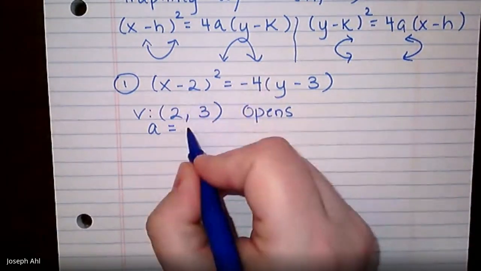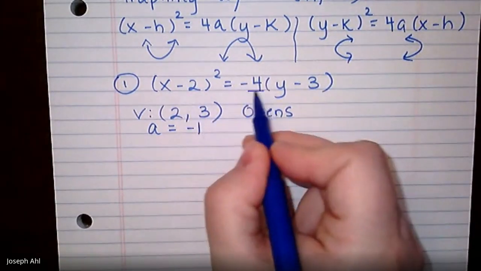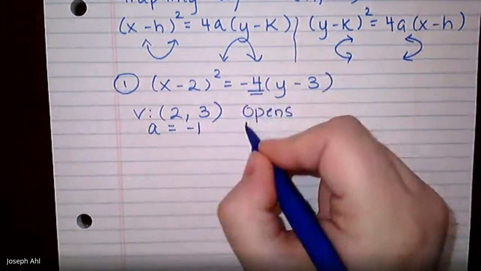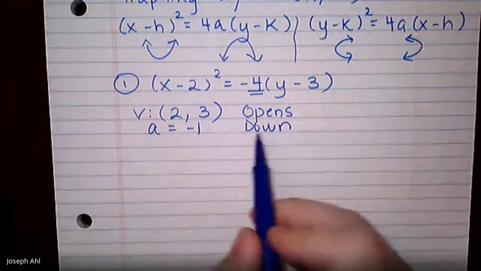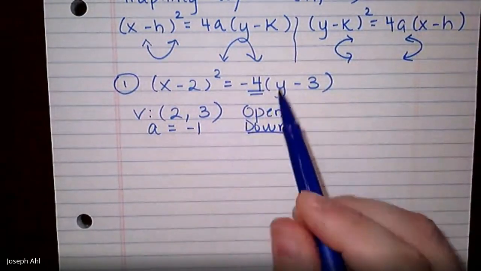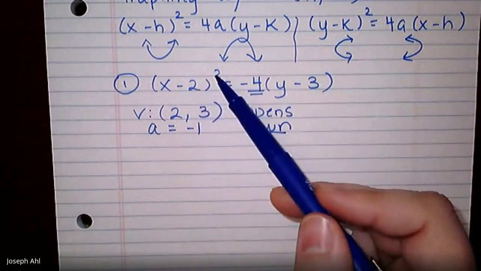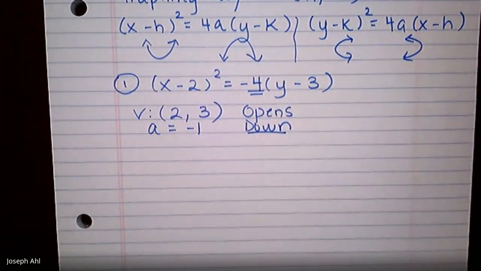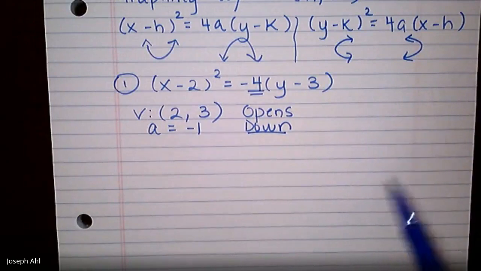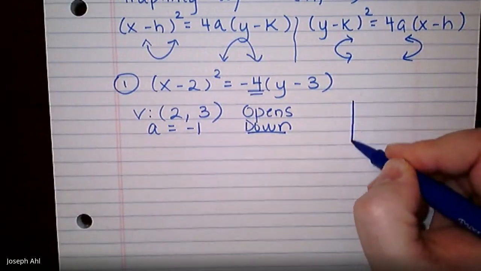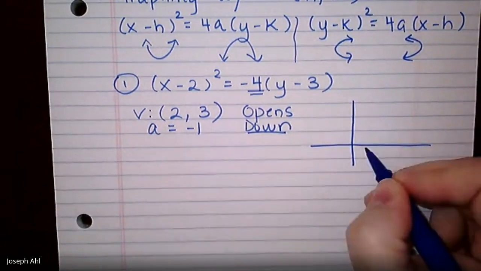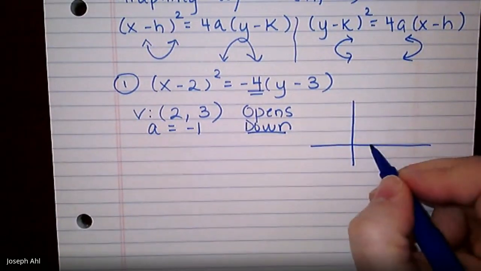The value of a is going to be negative 1, because remember, this number is 4 times a. So if I divide that by 4, we get this value of a. And I'm hoping you're saying that this would be opening down. Two things tell me that. x is being squared, so it's going to be up or down. If a is negative, we open down. So when I go to start making my sketch, I know that the vertex is up in quadrant 1 at the point (2, 3).